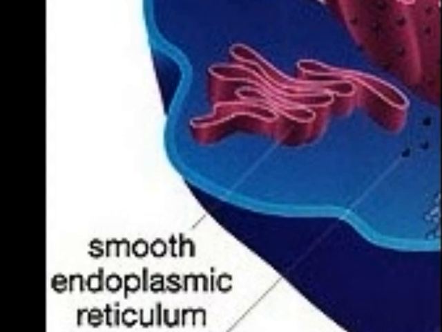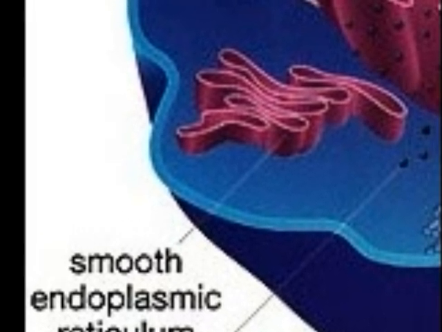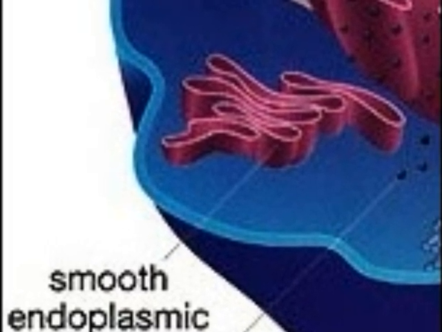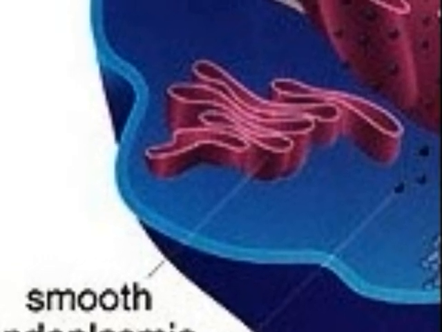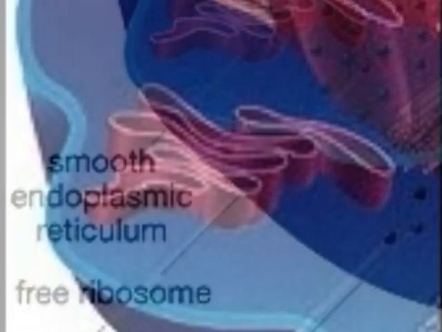Now we have smooth ER. It synthesizes lipids including phospholipids and steroids. It metabolizes carbohydrates, it detoxifies drugs and poisons, and stores calcium ions. It also lacks attached ribosomes.